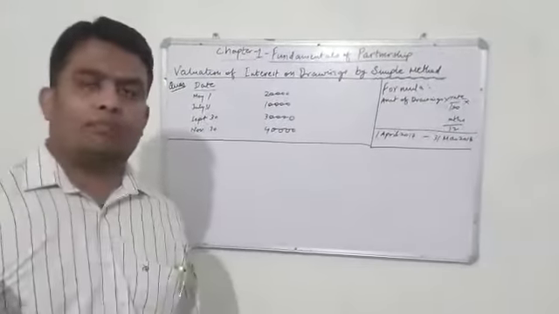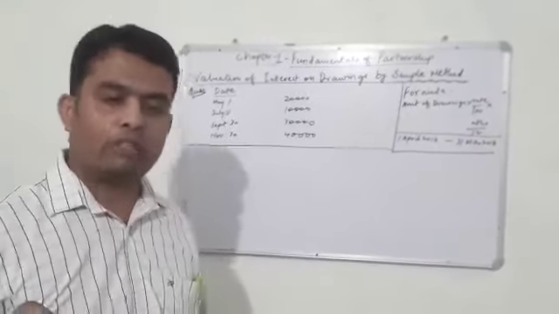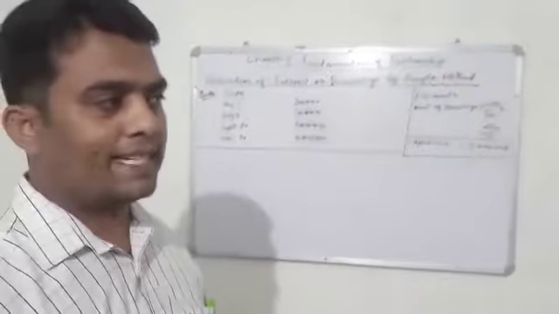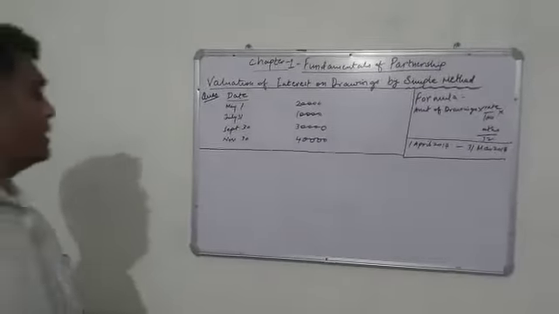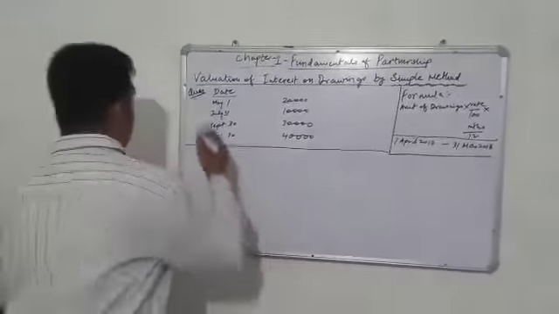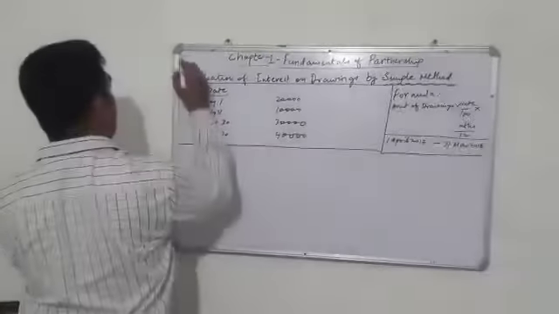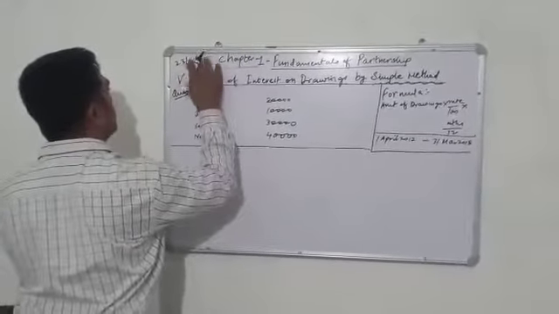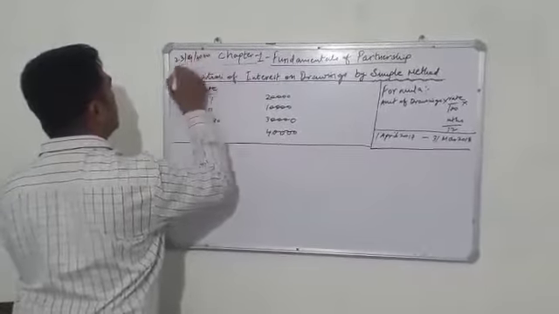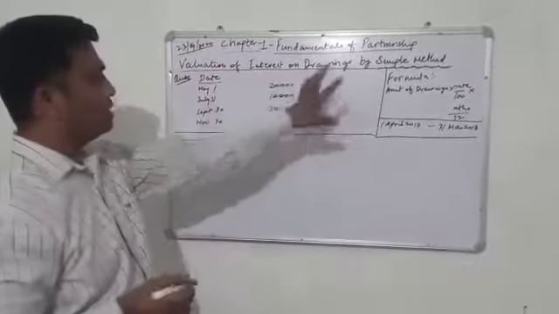This method is a bit lengthy, so it is better to evaluate interest using the product method when dates are different and amounts are different. But still I will be telling you this method. Okay children? This is chapter 1, fundamentals of partnership, valuation of interest on drawings by the simple method.